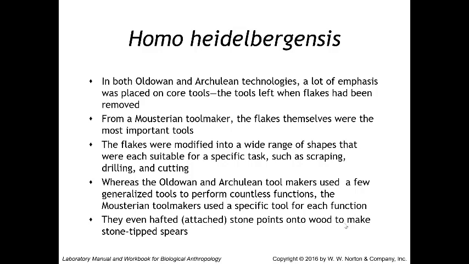Whereas the Oldowan and Acheulean tool makers used a few generalized tools to perform countless functions, the Mousterian tool makers used a specific tool for each function. One thing is that you would even attach stone points onto wood to make stone-tipped spears.